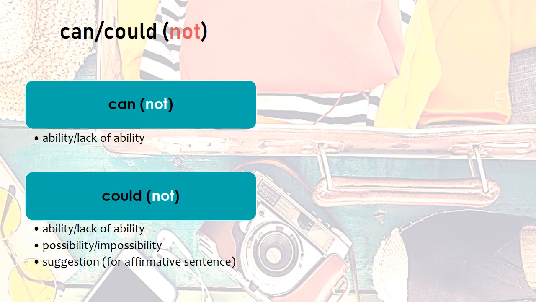Can, could, dapat, atau bisa. Positive, can, negative, cannot, or can't. The function is to show ability or lack of ability. Untuk menunjukkan kemampuan. Bisa apa?